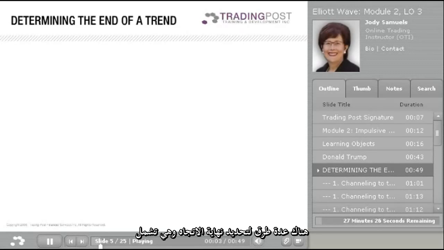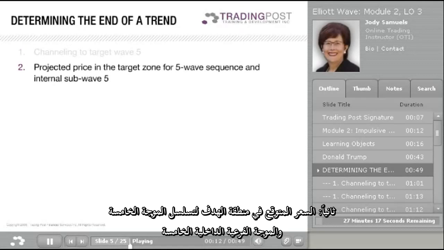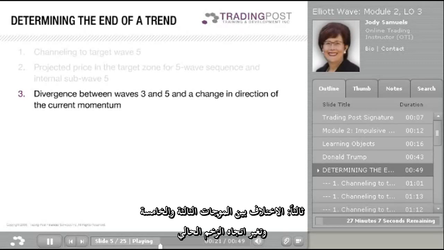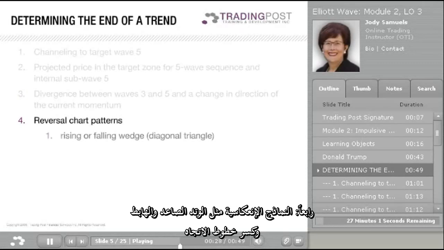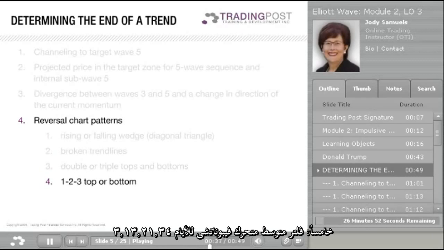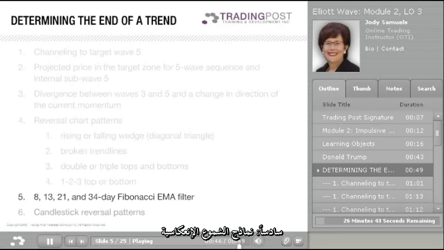There are several methods of determining the end of a trend. They include: 1. Channeling to target wave 5. 2. Projected price in the target zone for 5-wave sequence and internal subwave 5. 3. Divergence between waves 3 and 5 and a change in direction of the current momentum. 4. Reversal chart patterns such as rising or falling wedges, broken trend lines, double or triple tops and bottoms, and 1, 2, 3 tops and bottoms. 5. The 8, 13, 21, and 34-day Fibonacci EMA filter. And finally, 6. Candlestick reversal patterns.